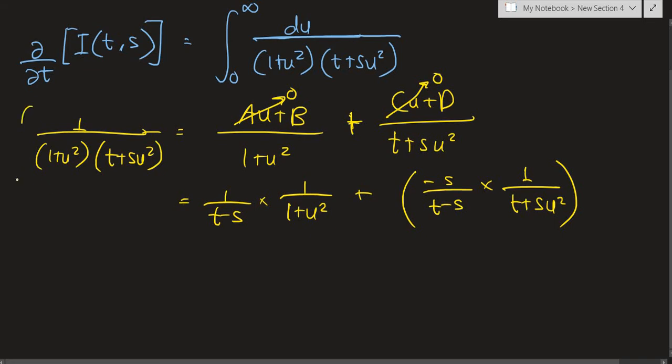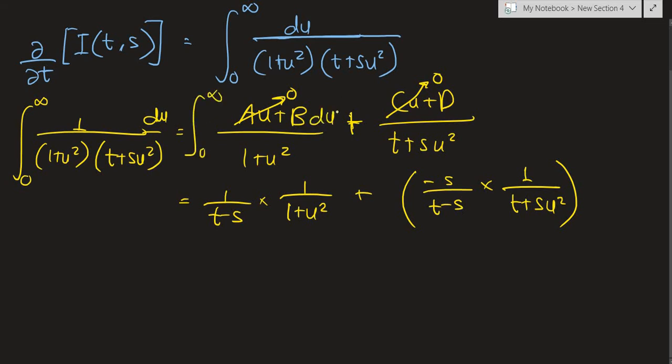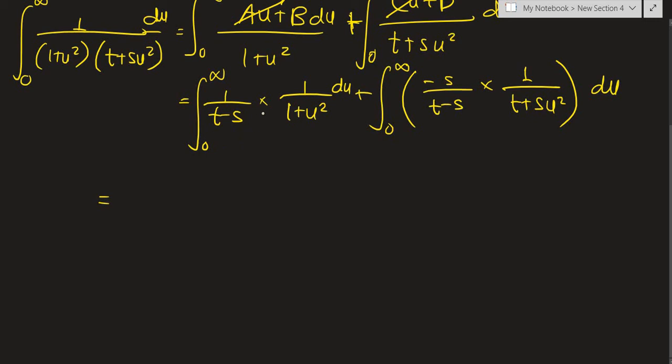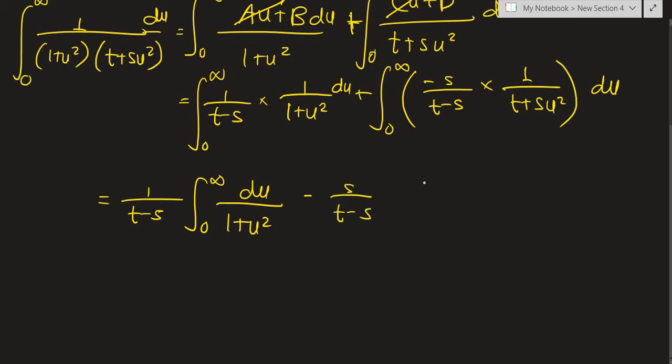Now let's integrate both sides from 0 to infinity with respect to u, as we had in our original problem, original partial fraction expression. And don't forget the du's, guys. It's important notation. Now notice that the 1 over t minus s terms will come out because they are constants with respect to u. So 1 over t minus s times the integral from 0 to infinity of du over 1 plus u squared. And the plus and a minus will make a negative. This is a constant too. So s over t minus s outside, times the integral from 0 to infinity of du over t plus su squared.